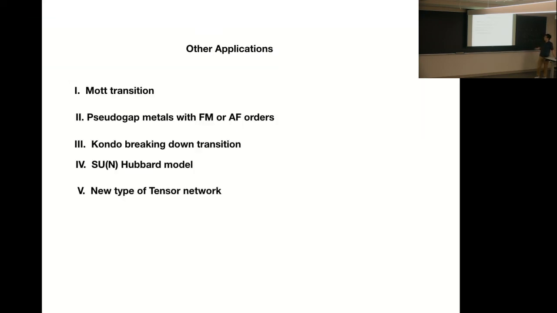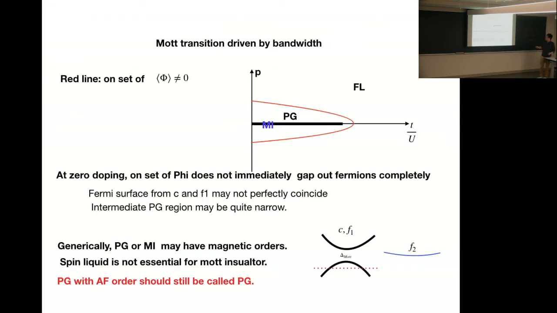Okay, so maybe let me discuss some other applications of this theory. First, previously I discussed the transition tuned by doping, but you can also have a transition tuned by bandwidth. So this is a phase diagram imagined based on my theory. Basically, I've drawn some red lines. The red line is the onset of F1. Inside this red line, we should have some pseudogap metal. In my picture, the pseudogap metal is inherited from the Mott theta. In some sense, the Mott theta is a special pseudogap. It means the Mott theta can also be understood using this order parameter. But then you can ask the following question. Let me fix the doping to zero and tune the bandwidth.